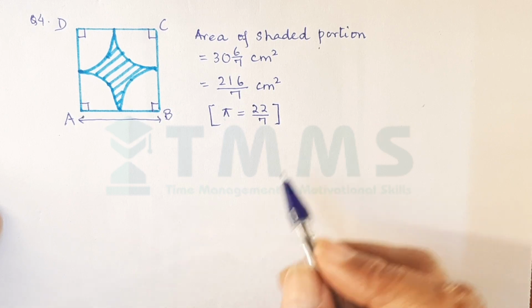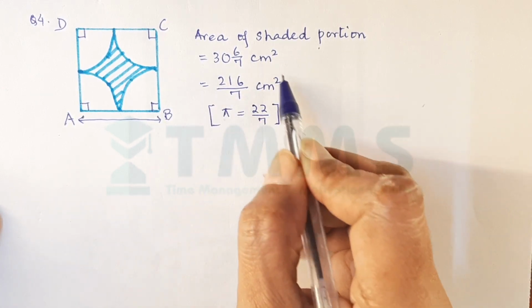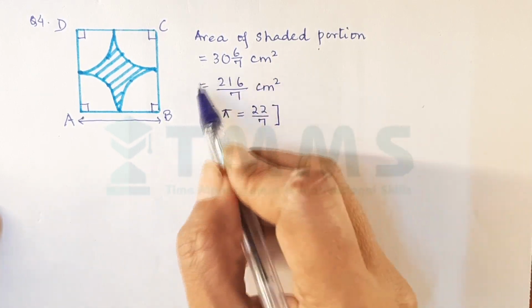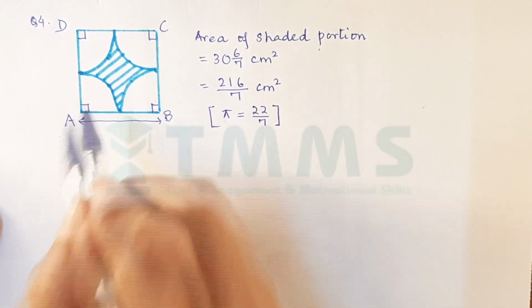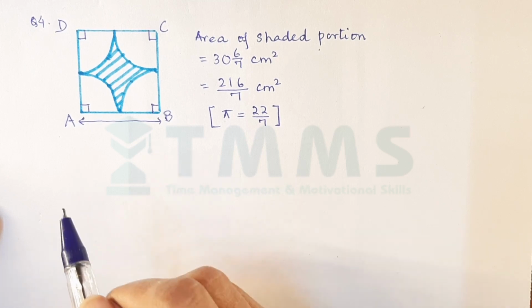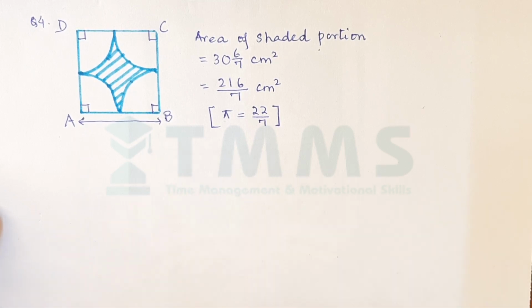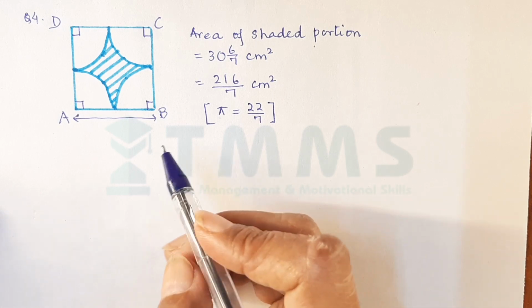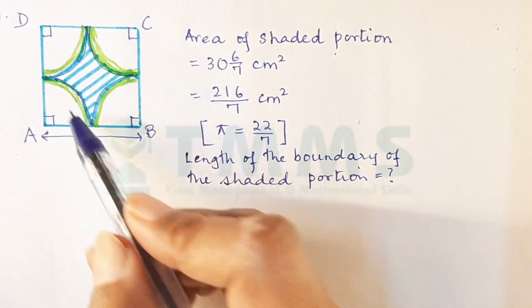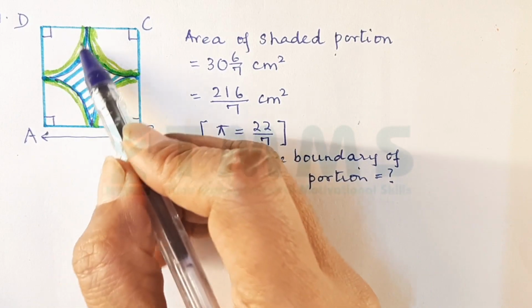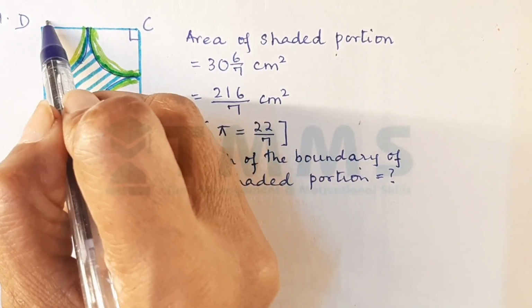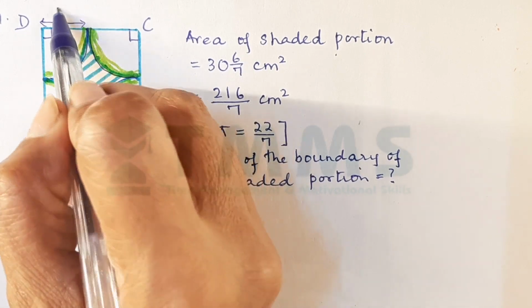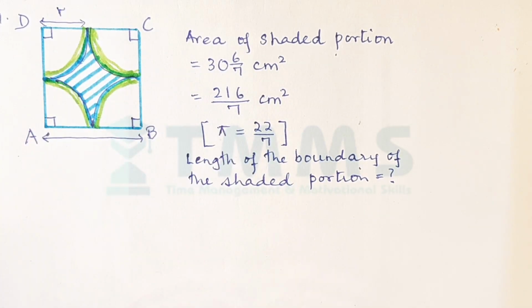And so what we have to do is connect. This is your next tip: connect what is known with what is unknown. What do I need to do? I need to find the length of the boundary of the shaded portion. I have shown the boundaries with this green. If I have to find the boundaries, I must know the radius of each of these quadrants. From here to here, the radius should be known. But I have no clue about how to go about it.